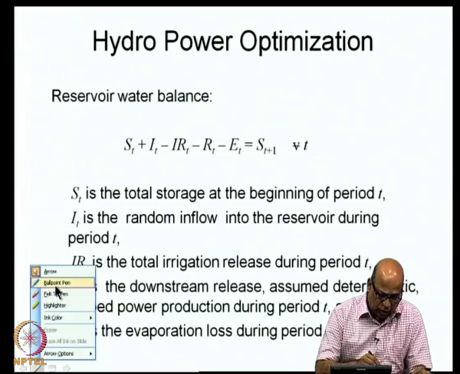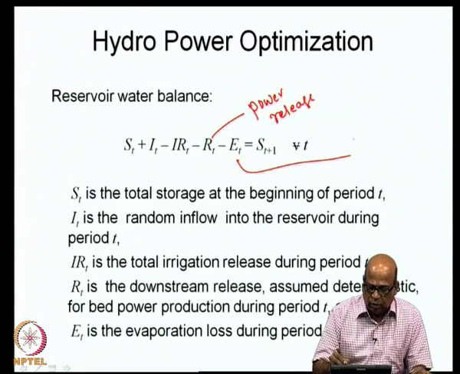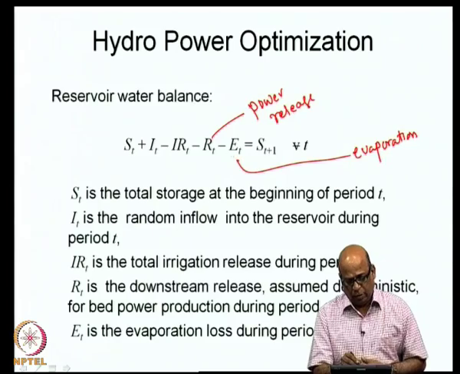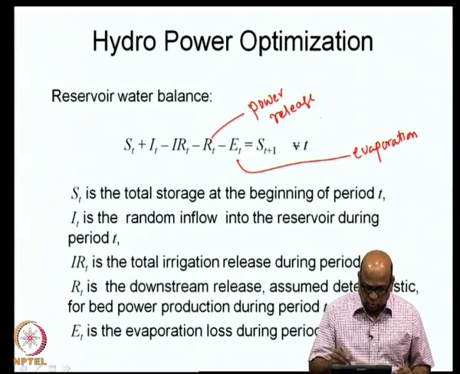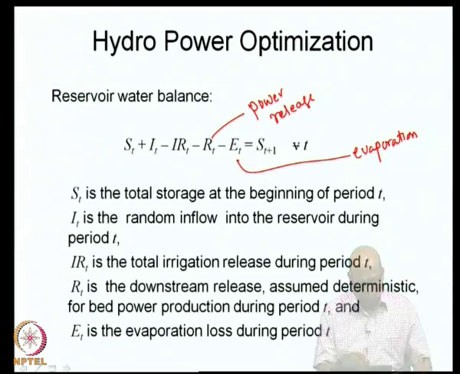So, for power release, I will put it as RT, and this is the evaporation. So, this is a simple storage continuity equation. We are not worrying too much about the evaporation being storage dependent loss. We will include that subsequently when we use the linear programming. So, right now for the continuity, you just understand it this way: ST, which is the storage at the beginning of the time period, you add the inflow, take out the irrigation release, take out the power release, take out the evaporation, then you will end up with storage at the end of the time period. This we have to write for all T.